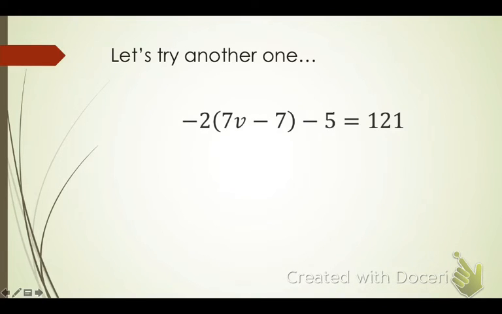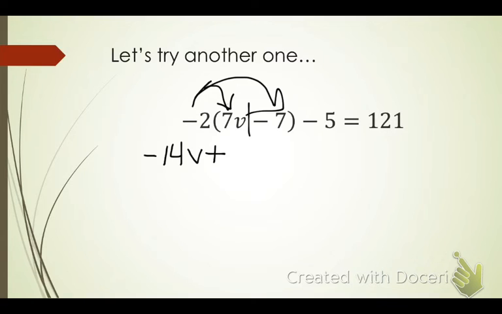All right, so this one's going to be a little bit more tricky because now I'm adding in some integer rules. So first thing I'm going to do is I'm going to split up inside the parentheses. This -2 is only going to go to the 7v and to the -7. It's not going to go to this because this is not part of my parentheses. So -2 times 7v is -14v. -2 times -7 is positive, because a negative and a negative is positive, 14. Minus 5 equals 121.